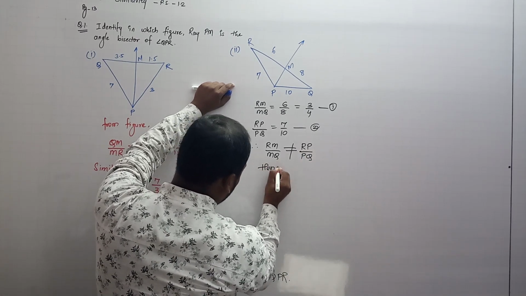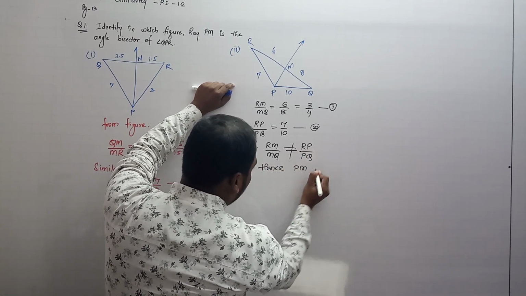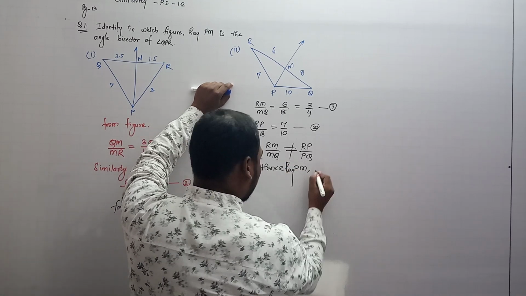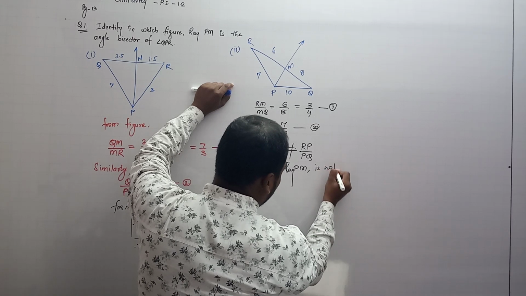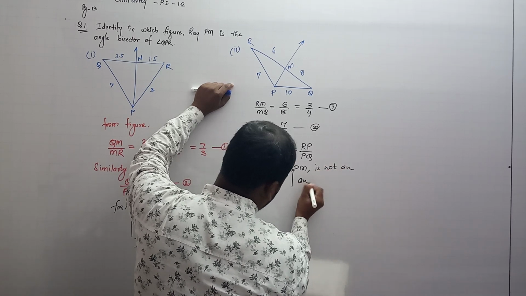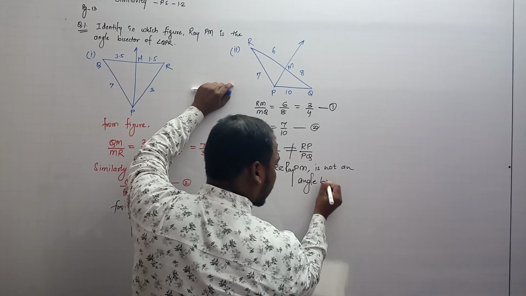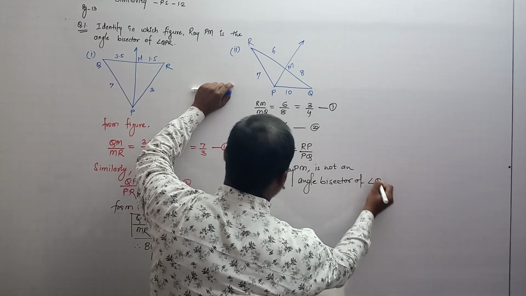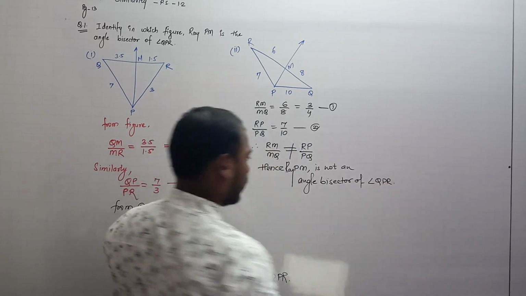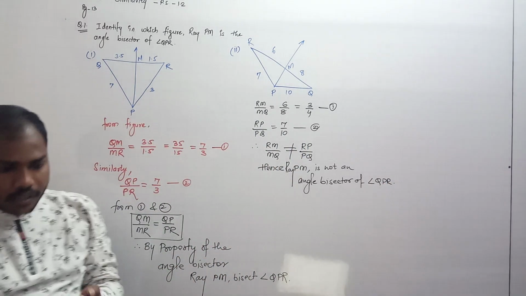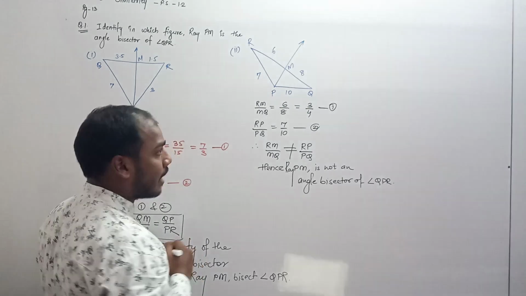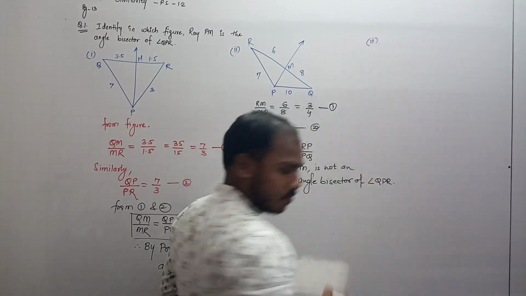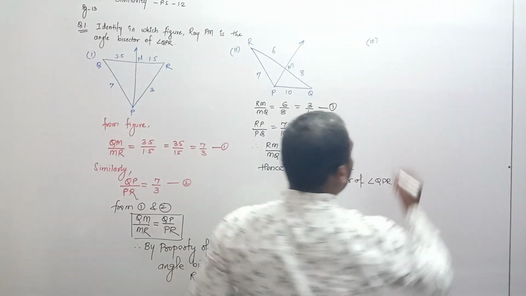Hence, ray PM is not an angle bisector of angle QPR. In a similar manner we can solve the third question also. So for the third diagram, what they have given, we will go for the third diagram. They have given the diagram in this way.